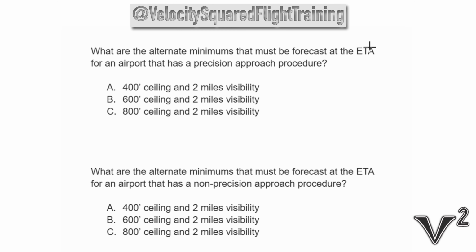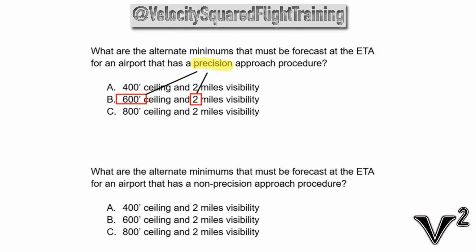Okay. All right, moving right along, we got alternate minimums questions. What are the alternate minimums that must be forecast at the ETA for an airport that has a precision approach procedure? Okay. So if you know this, the rote memory thing you want to remember is 600-2. If it was not precision, we're going to talk about that one here, but precision 600-2. Okay, so this is just another one of those straight up memory ones. You got to know if you see precision, it's going to be there.